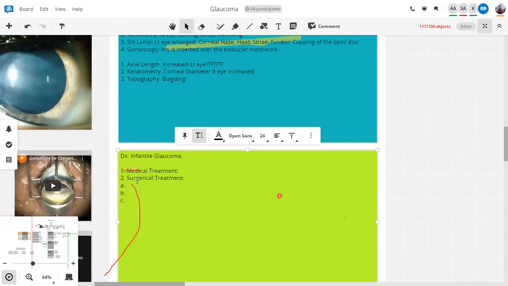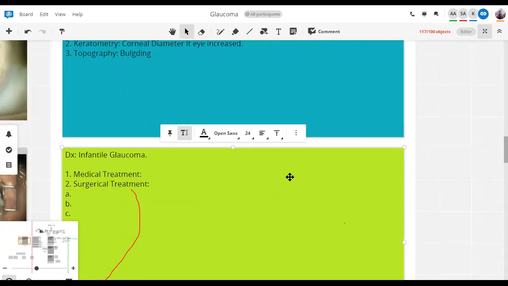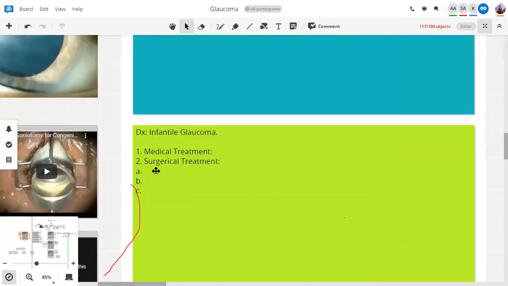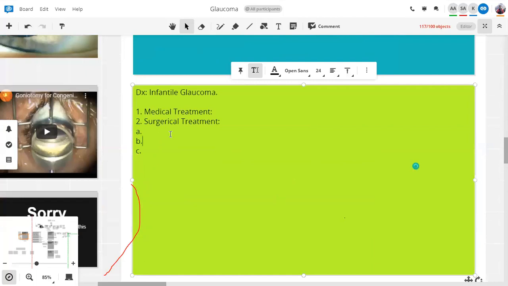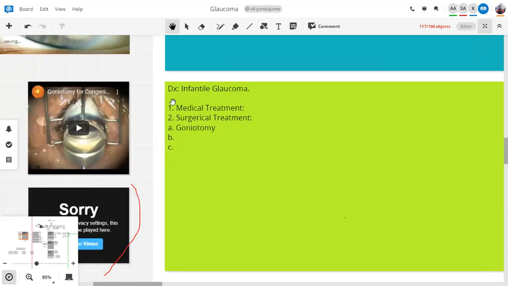So what can we use to open the angle or to have a better angle in this patient? A goniotomy. First thing is we perform a goniotomy. What is a goniotomy? Tomy means to cut, and gonio is specifically used for the angle.